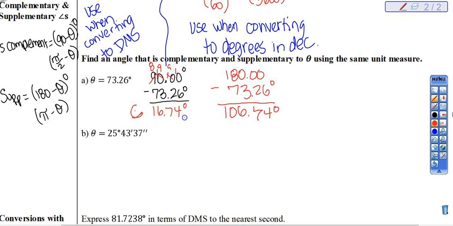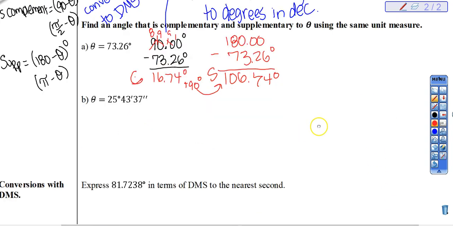Either way, you will get the answer that you're looking for. So you can either add 90 degrees to the complement to get to the supplement, or you subtract the theta from 180 degrees and get the supplement. It's up to you what you'd like to do with that.